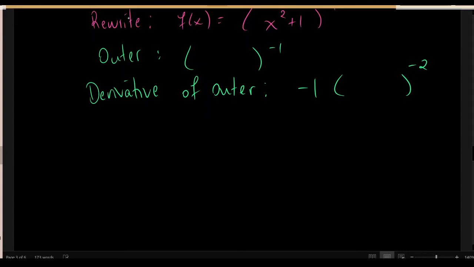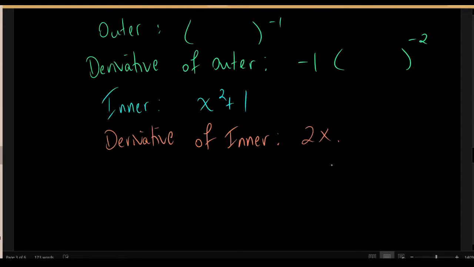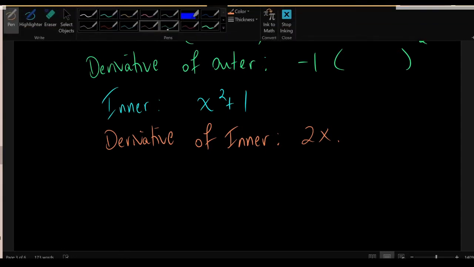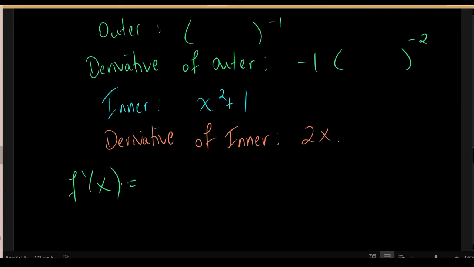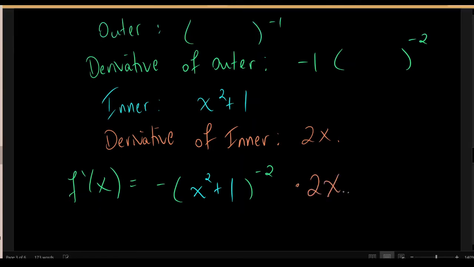The inner function is the function that's literally on the inside. So x squared plus 1. The derivative of the inner function would be, in this case, 2 times x. So what is the derivative of the composition? The derivative of the composition would be the outer function's derivative with the inner function placed in the blank, and multiply that by the derivative of the inner function.